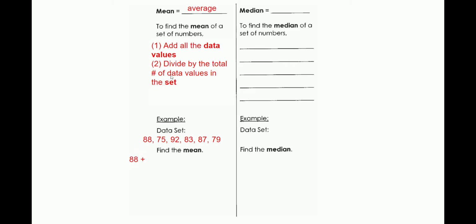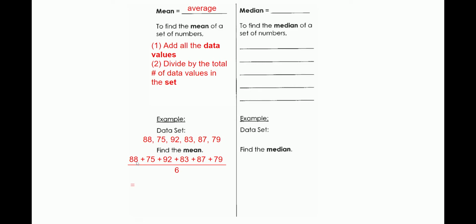What you do is you add up the data values. So these are the data values right here, or add up the numbers. So 88 plus 75 plus 92 plus 83 plus 87 plus 79. And number two, you need to divide by the total number of data values in the set. So this is called a data set. We need to divide by how many values there are. There are 1, 2, 3, 4, 5, 6. So we're going to divide by 6.